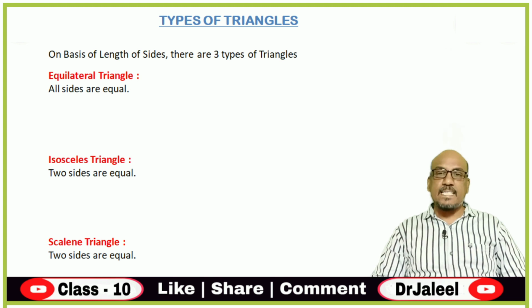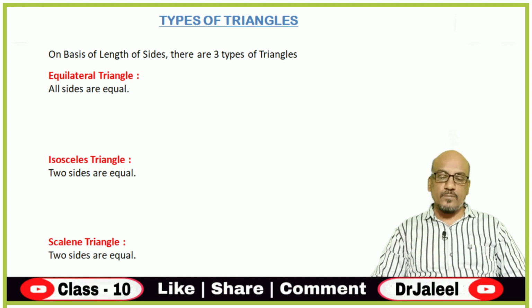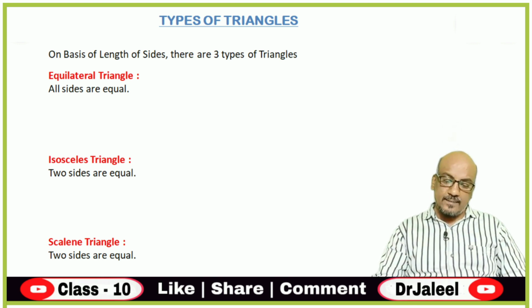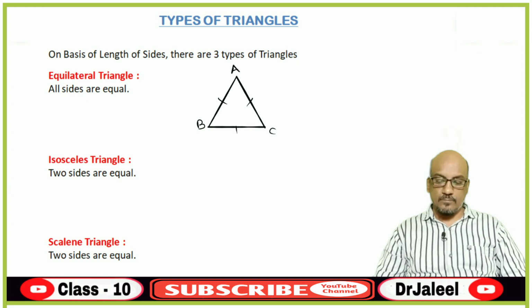With respect to sides, there are three types of triangles. With respect to the angles, there are three types. Totally 6 types of triangles there. So, with respect to sides, there are 3 triangles. Where the first one, where all the 3 sides are equal. Let me take this as A, B, C.